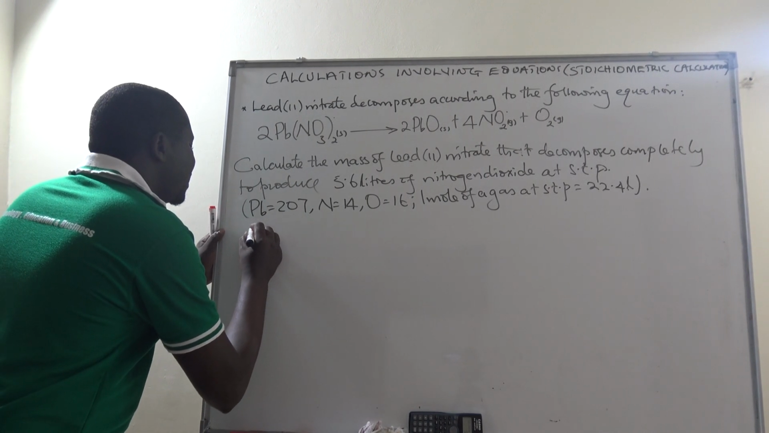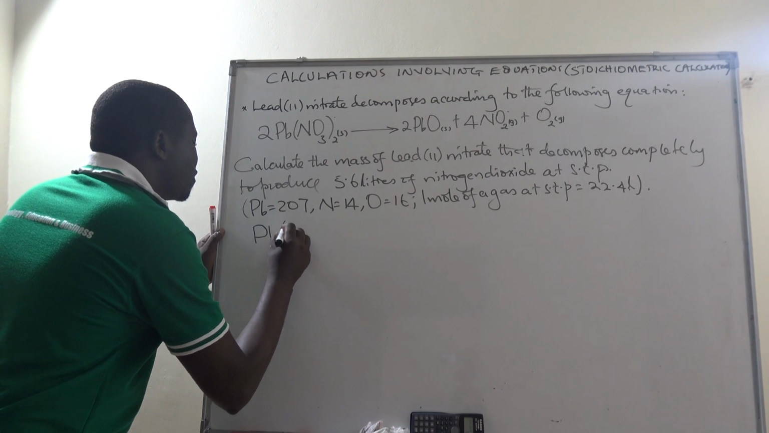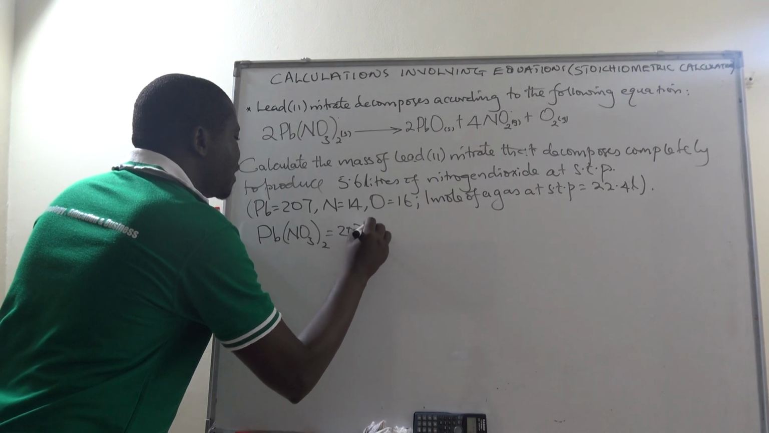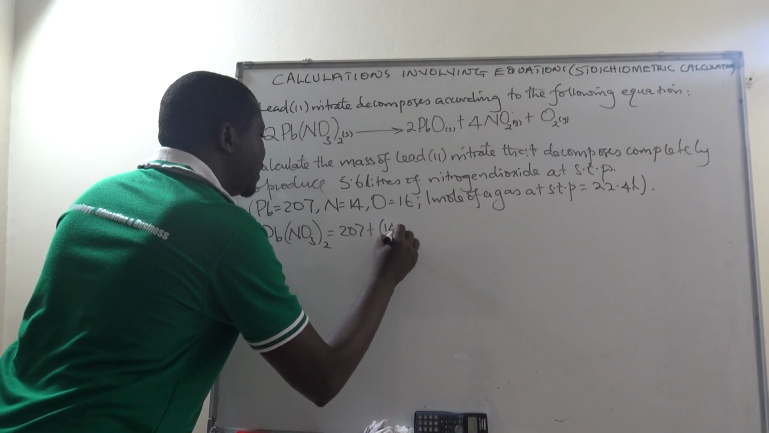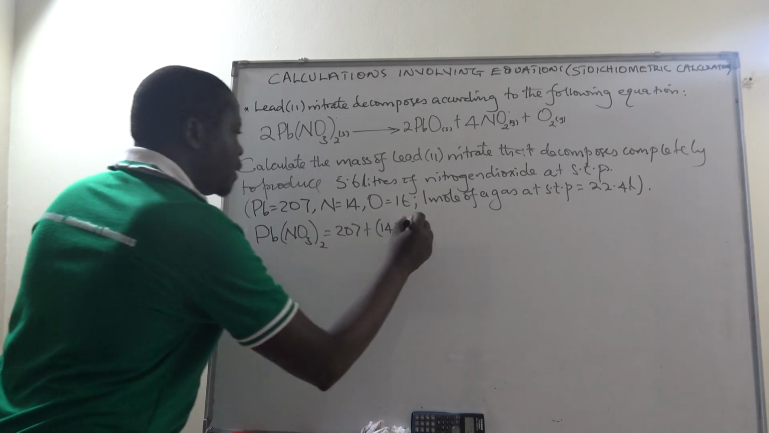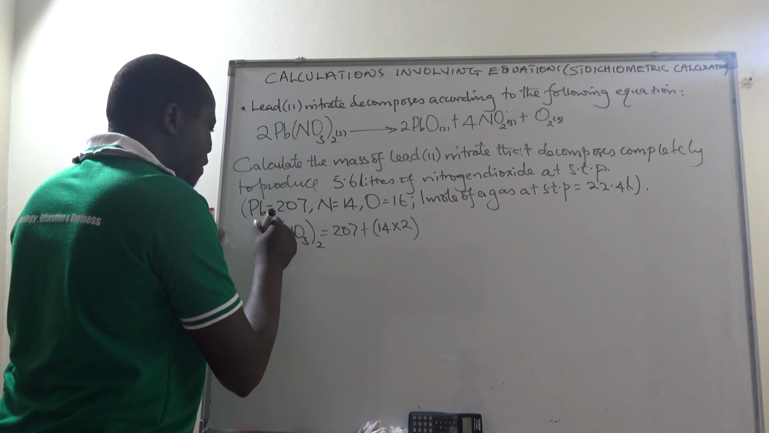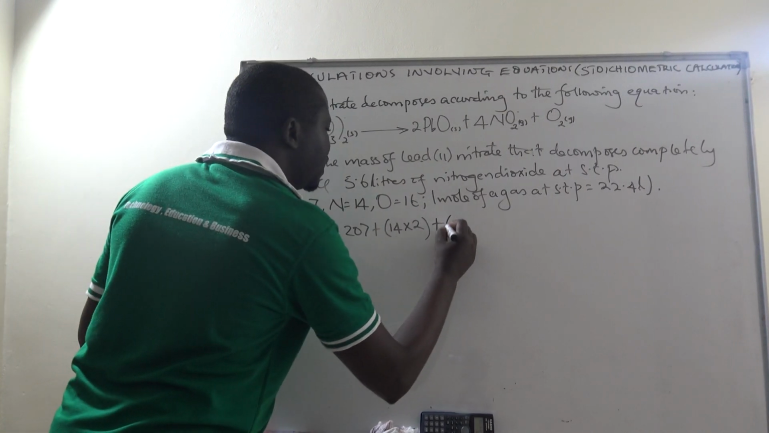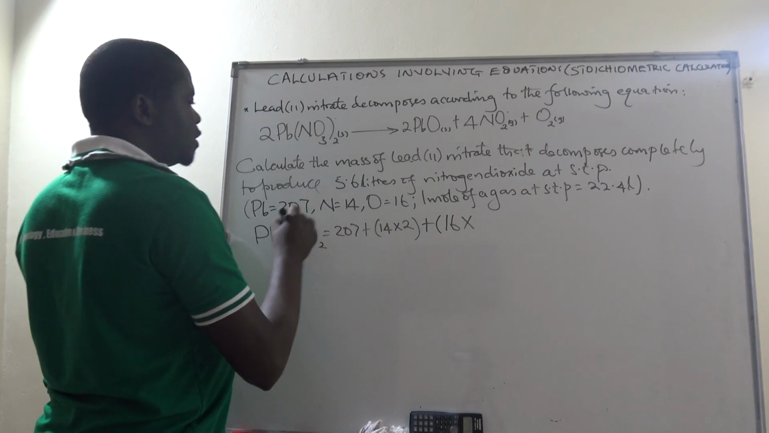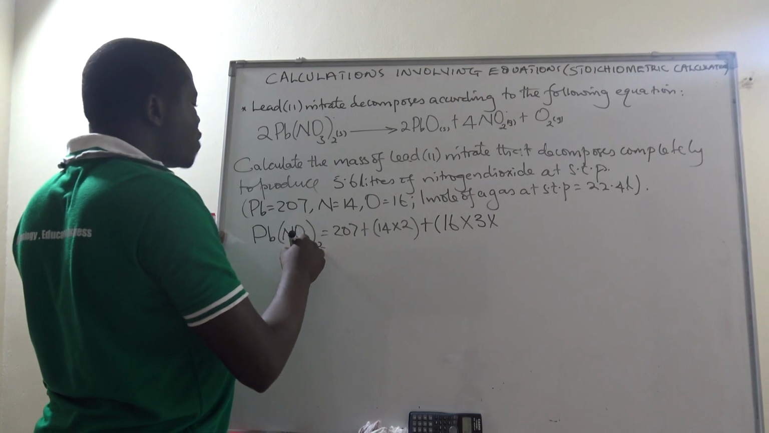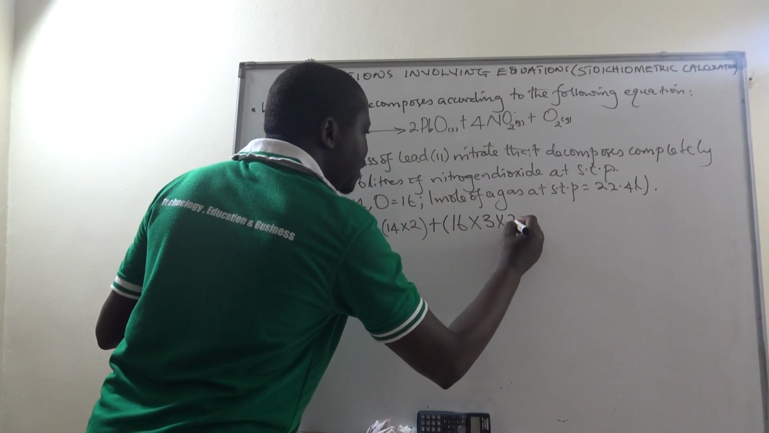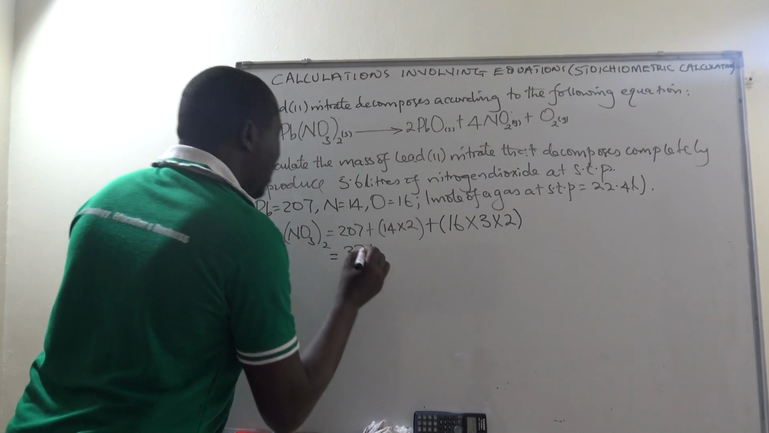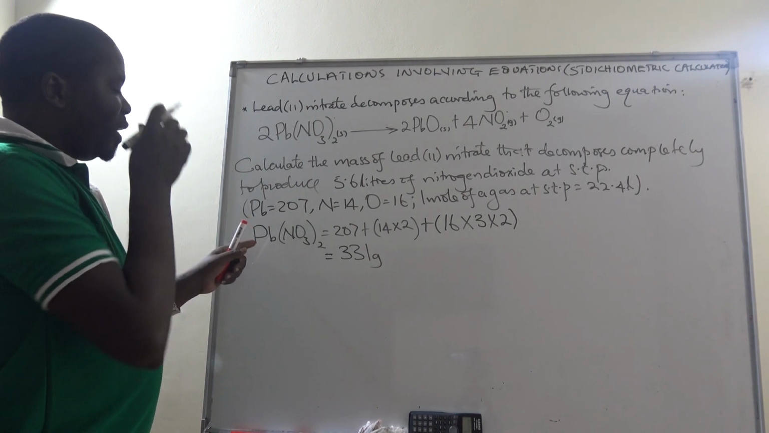Let us convert these 2 moles of lead (II) nitrate into mass. For the sake of simplicity, let us firstly get the mass of 1 mole of lead (II) nitrate. 1 mole of lead (II) nitrate has a mass of 207 plus 14 times 2, that is 2 atoms of nitrogen, because 2 is outside this bracket and everything in the bracket will be multiplied by 2, plus oxygen is 16 times 3 oxygen atoms, times the 2 which is outside here, times 2. So if we work this out, we get 331 grams. So that is the mass of 1 mole of lead (II) nitrate.